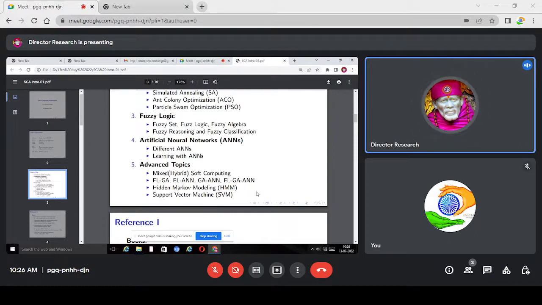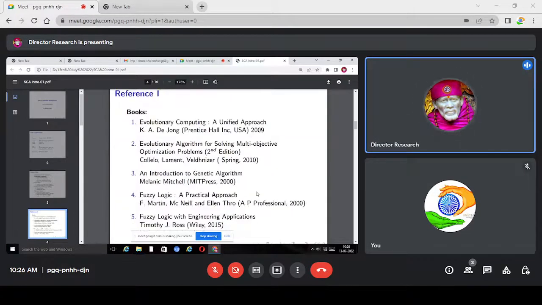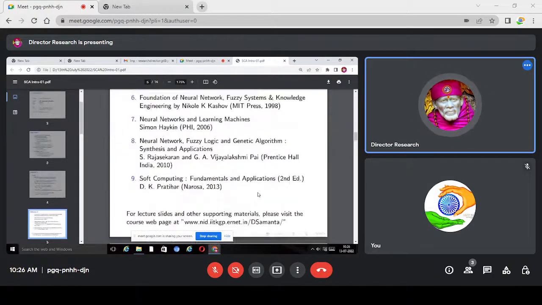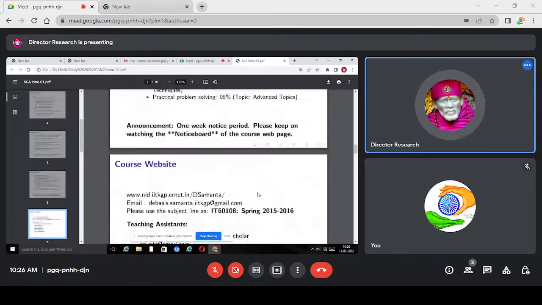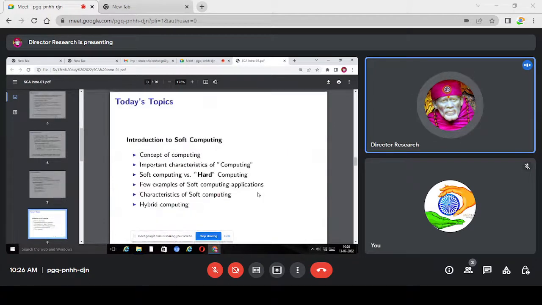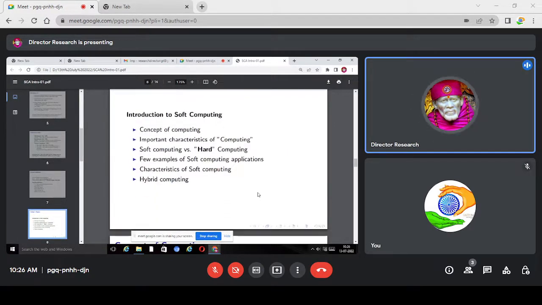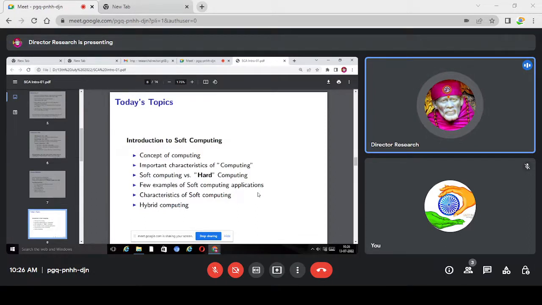Advanced topics: mixed hybrids of computing is an advanced topic, FLGA, hidden Markov modeling, support vector machine. These are the advanced modules. These are the reference books of the course. Next is introduction to soft computing, and in that we have to cover the concept of computing, importance, characteristics of computing, soft computing versus hard computing, a few examples of soft computing applications, characteristics of soft computing, and hybrid computing. We have to cover like this.